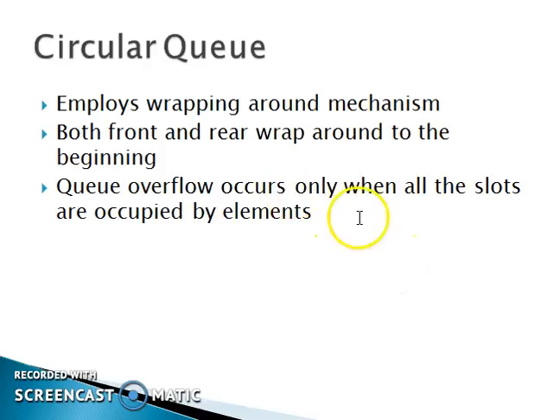This limitation can be overcome by a circular queue. Circular queue employs wrapping around mechanism. In a circular queue, both front and rear pointers wrap around to the beginning of the queue. Queue overflow condition arises only when all the slots of a circular queue are occupied by elements.